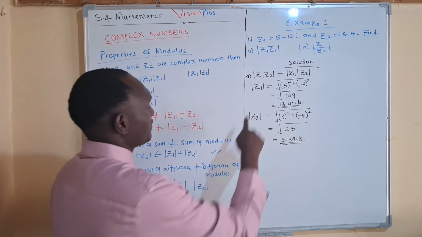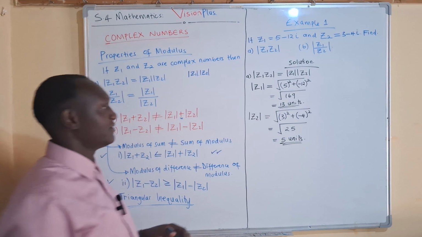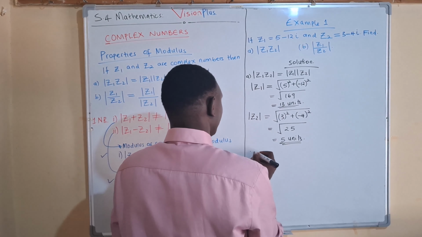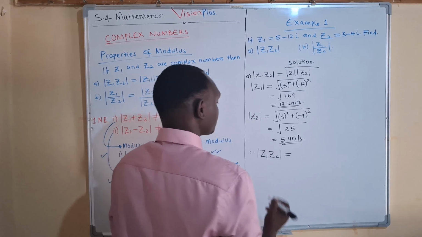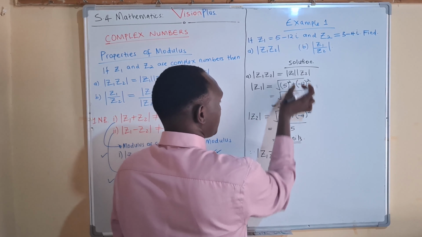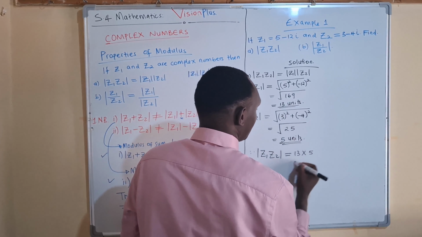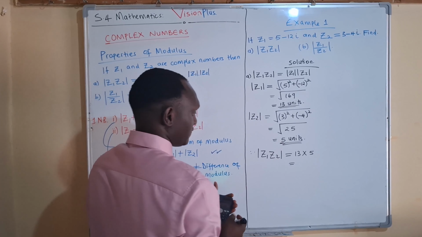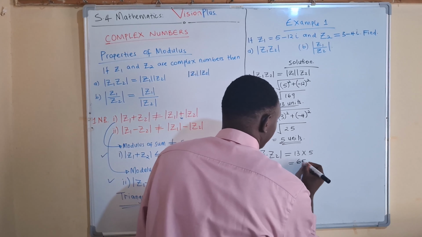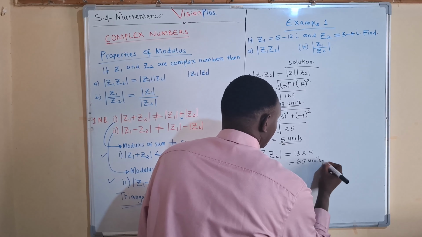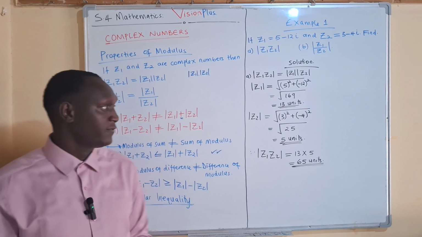Now, since we have the magnitude of z1 and z2, what can we do? We simply need to substitute for them in the formula. So here we can now say, therefore, the magnitude of z1 z2 is going to be the same as the magnitude of z1, which is 13, times the magnitude of z2, which is 5. 13 times 5, that is 65 units. So the magnitude of the product z1 z2 is 65 units.